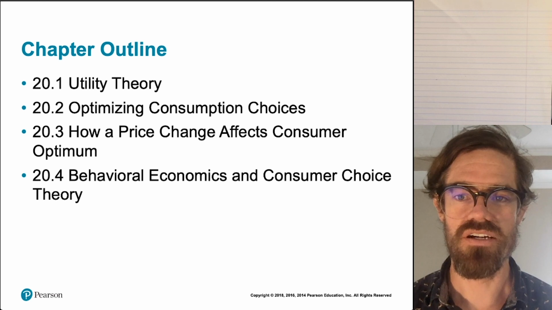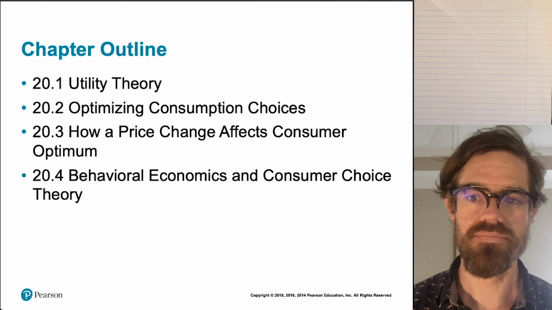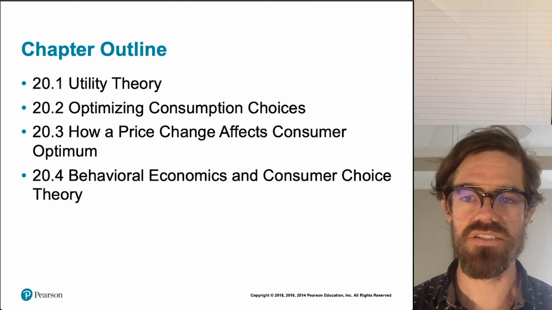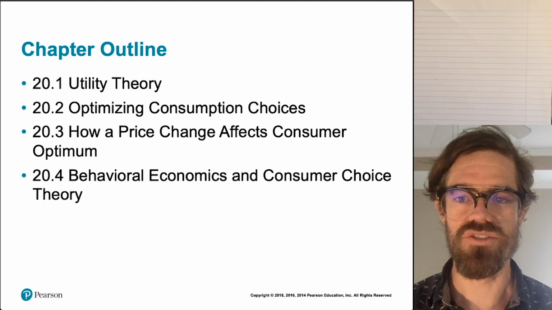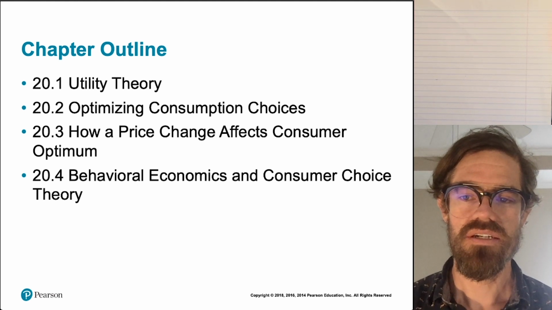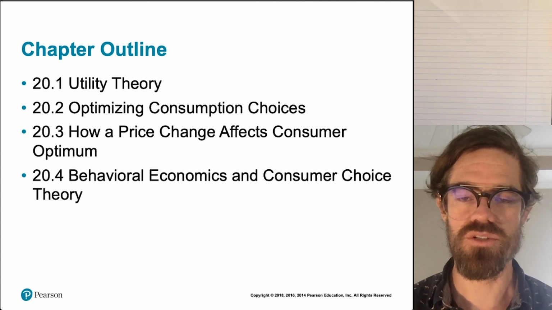All right, so here's our outline for the chapter. We'll first be discussing utility theory, and then moving on from that, we'll talk about how consumers optimize their choices. Then we'll talk about how price changes affect consumer optimum, and lastly, we'll wrap up the chapter with a discussion of behavioral economics and consumer choice theory.